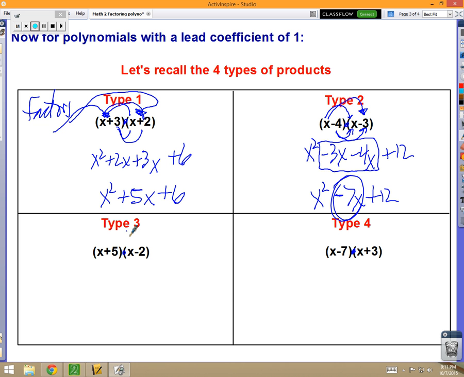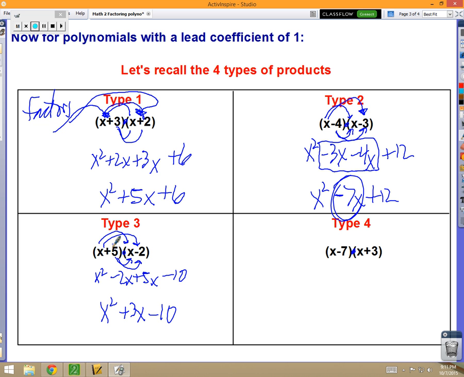Okay, type 3, let's do one of each. Let's do 1 plus and 1 minus. So x times x, that's x squared. X times a minus 2 is a minus 2x. 5 times x is a plus 5x. 5 times a negative 2 is a negative 10. Okay, now let's add our middles. So a negative 2x and a plus 5x, that's x squared plus 3x minus 10.